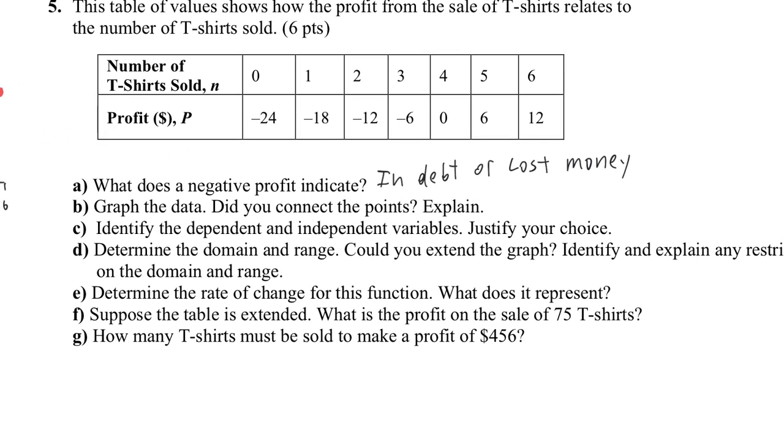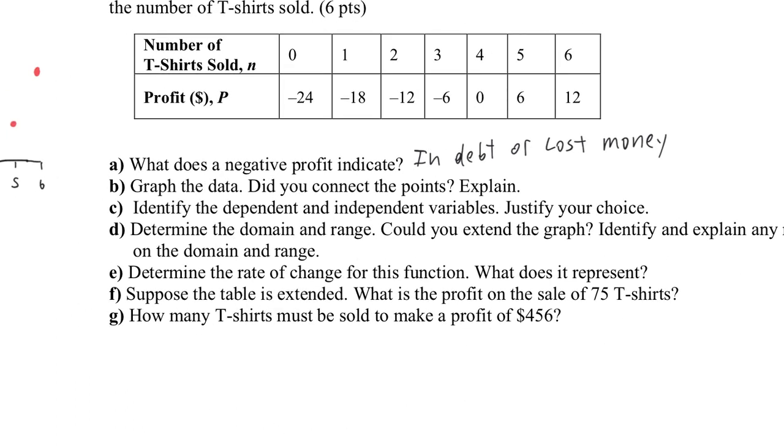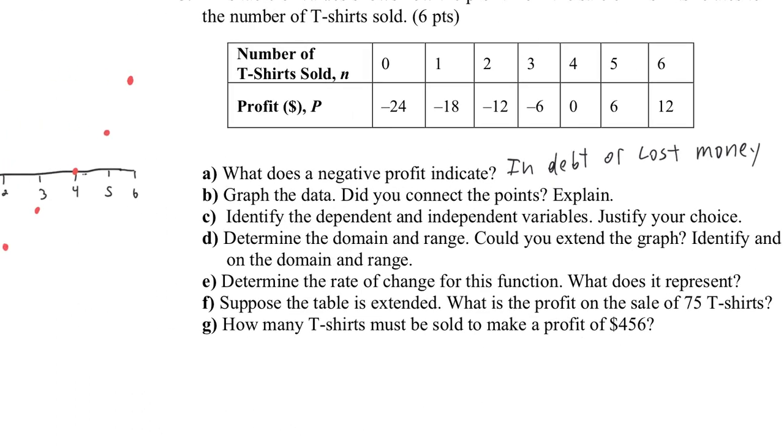So in this case here, identify the dependent and independent variables. So for this one, I'll just put it right here. We'll say N, which is the number of t-shirts sold, is our independent variable. And P is the dependent variable.